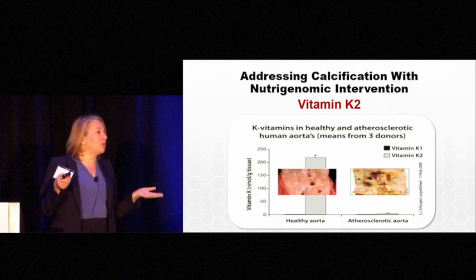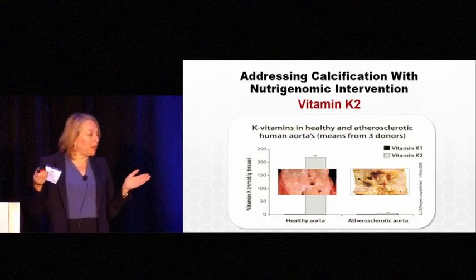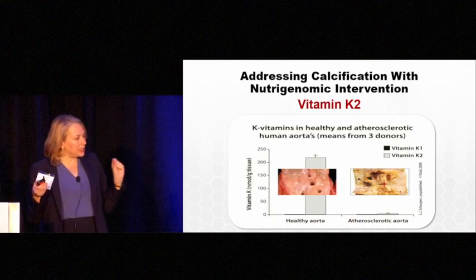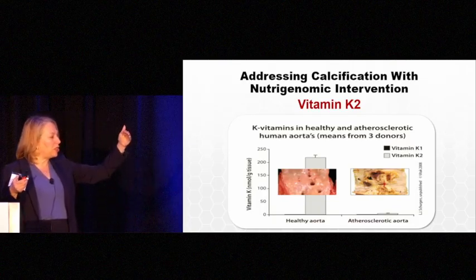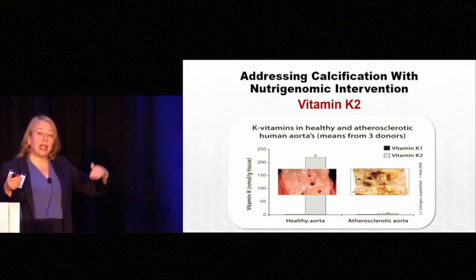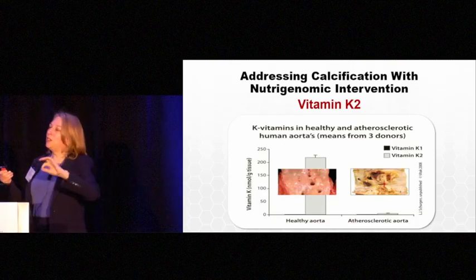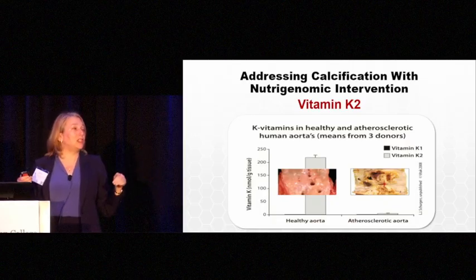And these are actual aortic biopsies that were done over in the Netherlands. And you can see behind the biopsies these faint gray lines. And on the healthy aorta, you can see that the tissue levels of vitamin K2 were much higher than in the calcified arteries. And what we know is vitamin K2 helps to direct the calcium to go to the bones and not to the heart.